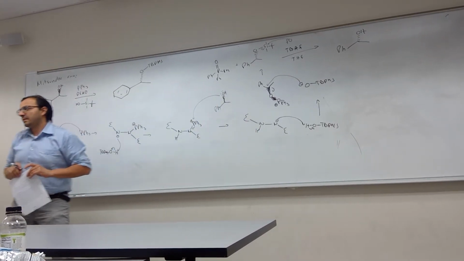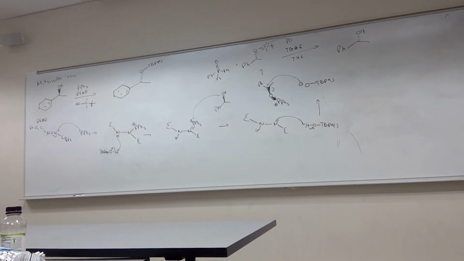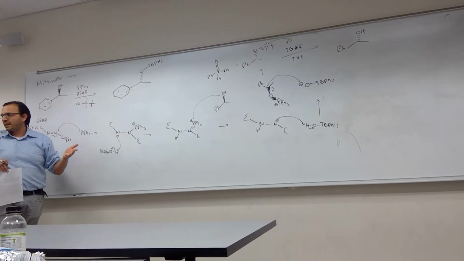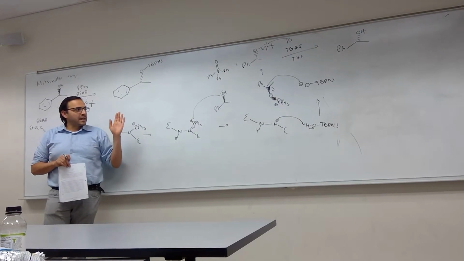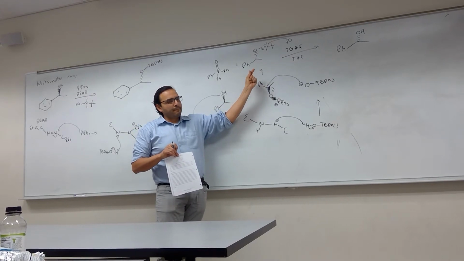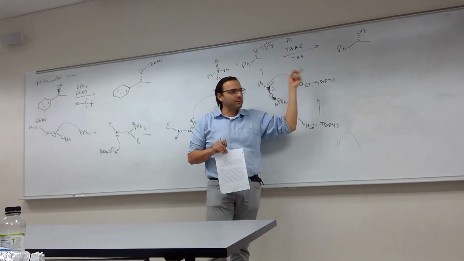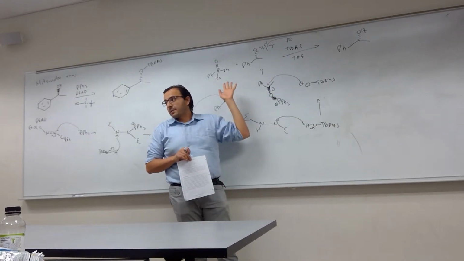Basically, in this particular case, it was nothing but inversion of configuration. And it's very commonly used, oftentimes just to do that, an inversion of configuration, or to add a different group. In this case, it was the OTBDMS. Okay, so are there any questions on this?